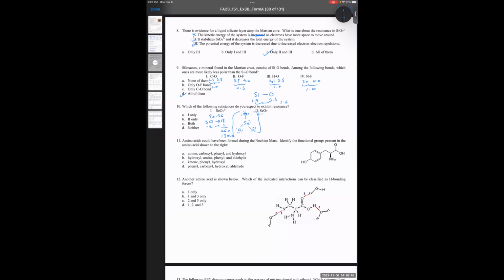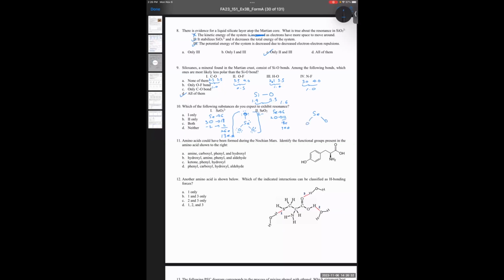And then when it comes to SeO2, again, we do the same thing. Se brings 6 electrons, O brings 6, but we have 2 of them. There should be 12. We have 18 electrons in total, meaning 9 electron pairs. Again, Se in the middle, and there should be 2 oxygens bound to it.